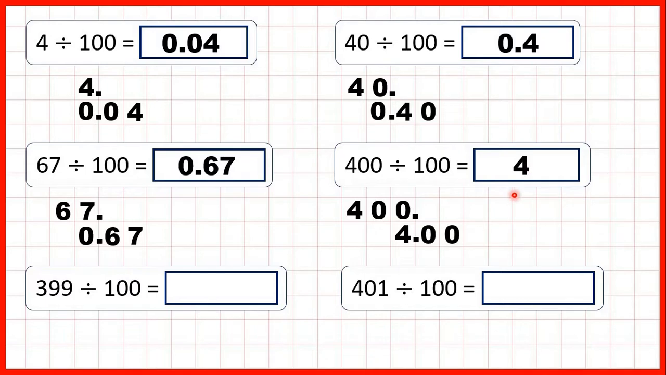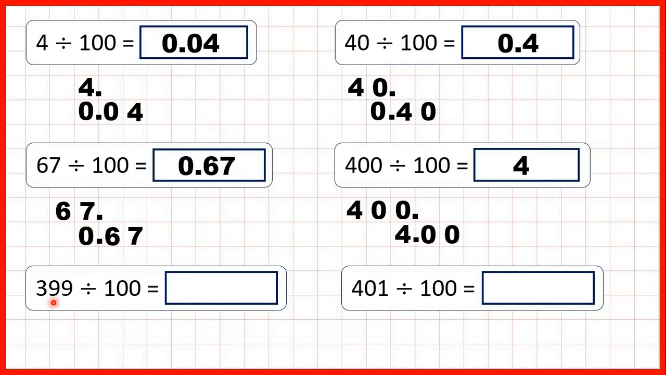Now notice our answers so far. When we had 4 ones and we divided by 100, we got 4 hundredths. When we had 4 tens and divided by 100, we got 4 tenths. And when we had 4 hundredths and divided by 100, we got 4 ones. That's because dividing by 100 is like dividing by 10 and then dividing by 10 again, so the digits move 2 place values to the right.